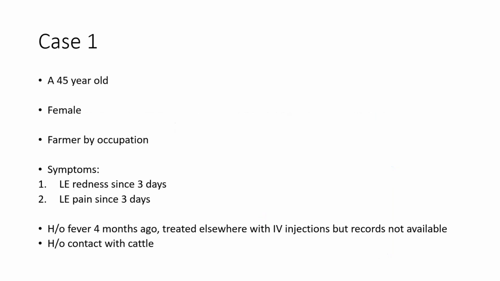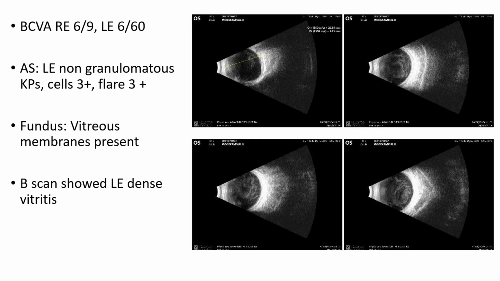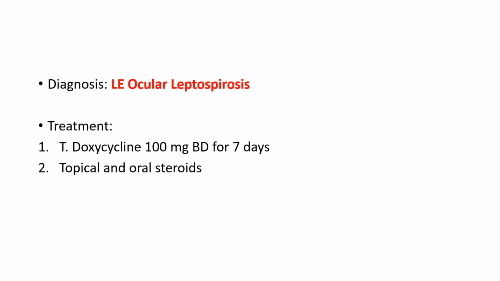This was a 45-year-old female farmer who presented with redness and pain since 3 days. She gave a history of contact with cattle and fever 4 months ago. She had decreased vision in the left eye, with non-granulomatous keratic precipitates, cells and flare with dense vitreous membranes, which was also shown on the B scan. With a history of fever and dense vitritis, you would think maybe she's having endophthalmitis. But in fact, her diagnosis was leptospirosis, and she improved with just doxycycline and topical steroids.